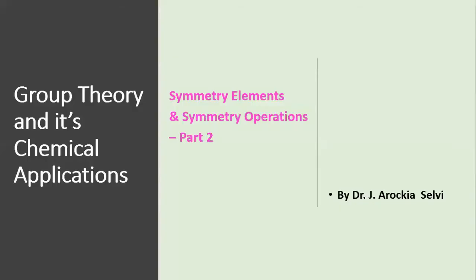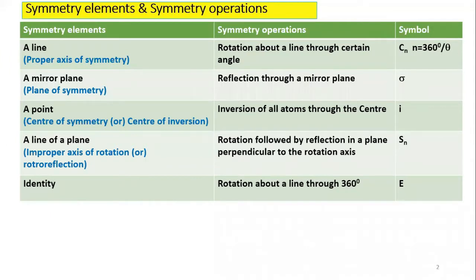So hello, this is the second part of the group theory and its chemical applications chapter. In this session, we'll be discussing in brief the symmetry elements and symmetry operations with a few examples. And here is the list of symmetry elements, symmetry operations and their symbols, which are tabulated here.